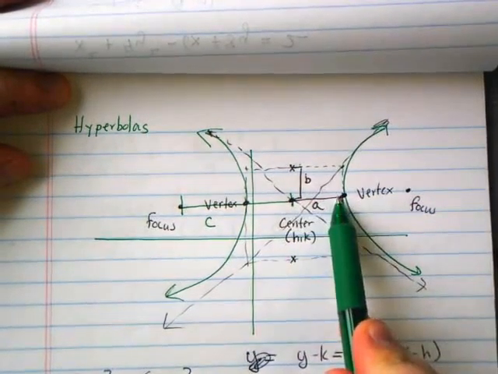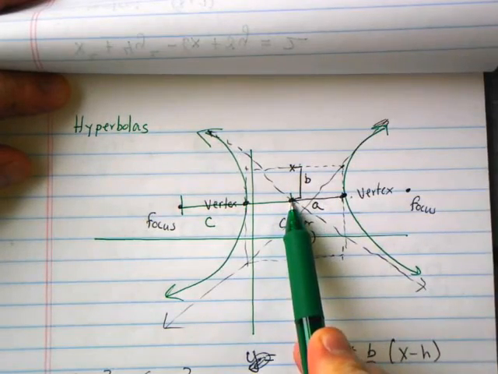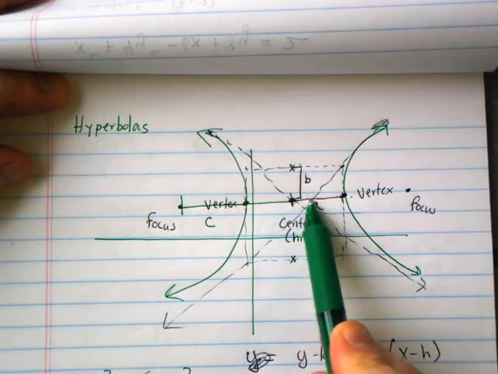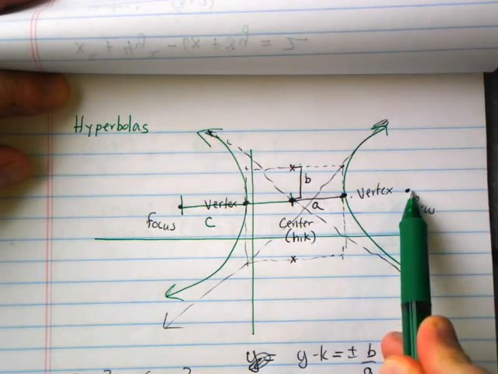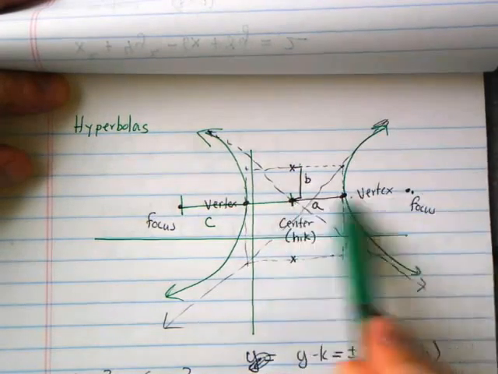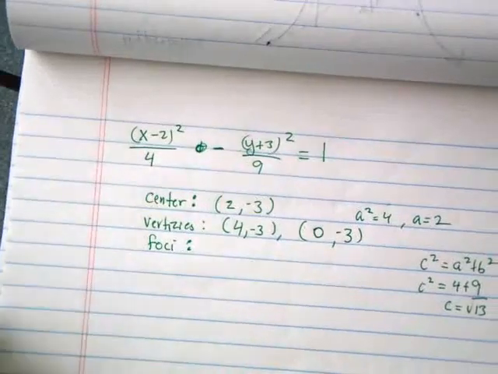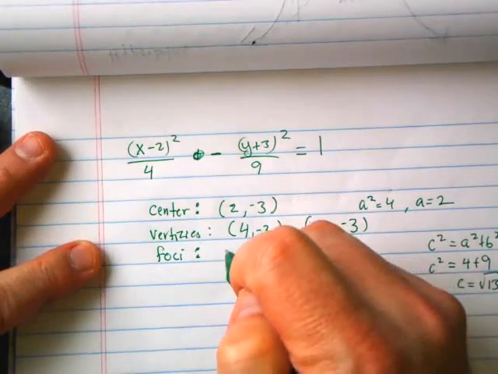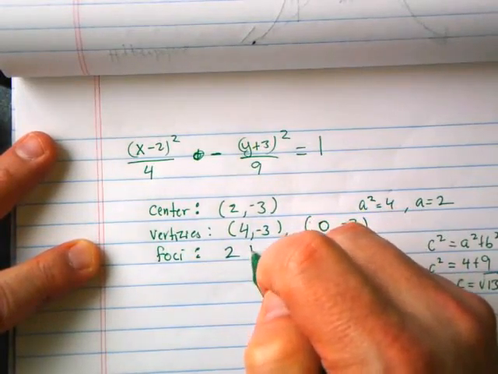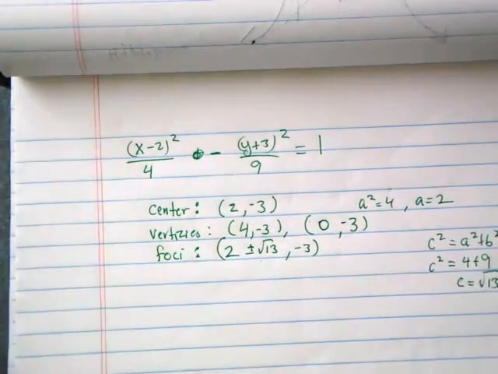So I found my vertices by adding to my x values. To find my foci, I'm also going to add and subtract to my x values because this one's going left and right. If this one were going up and down, I would be adding everything to my y values. This one goes left and right, so everything goes with the x values. Okay, so my foci are going to be 2, plus and minus square root of 13, comma, negative 3. I would write it that way. I would write it as one looking point, but there's really 2 points there.